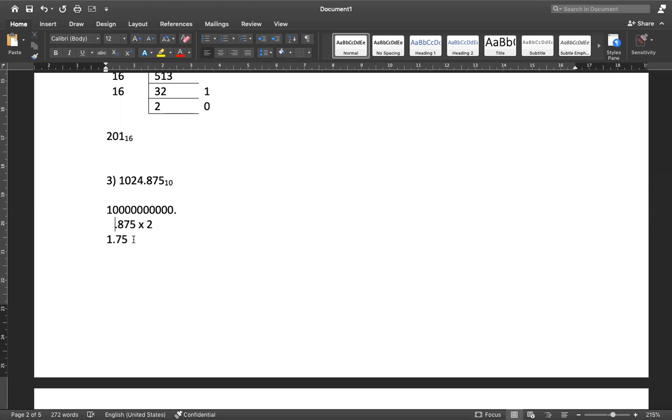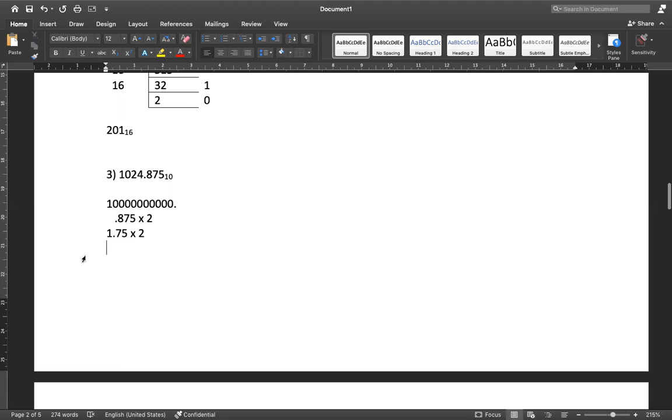You have to take this 0.75 and multiply by 2. Then what is the value? 0.75 only, only the point part. Multiply by 2. What is the value? 0.75 into 2. 3.5.